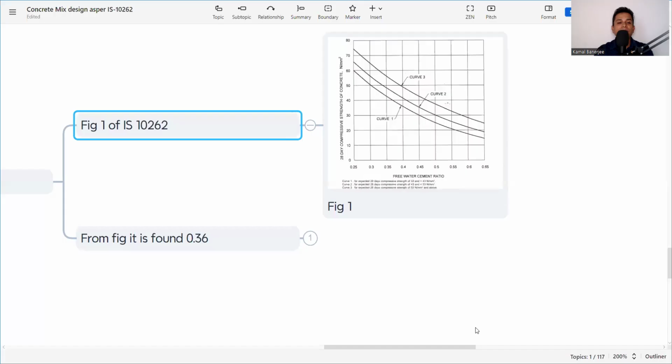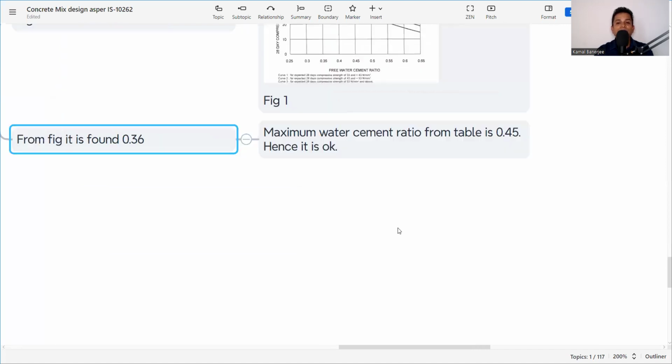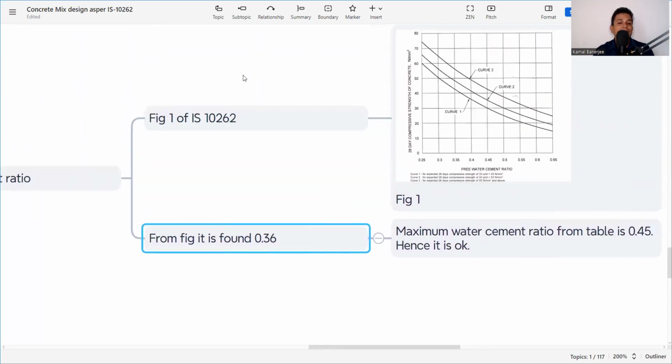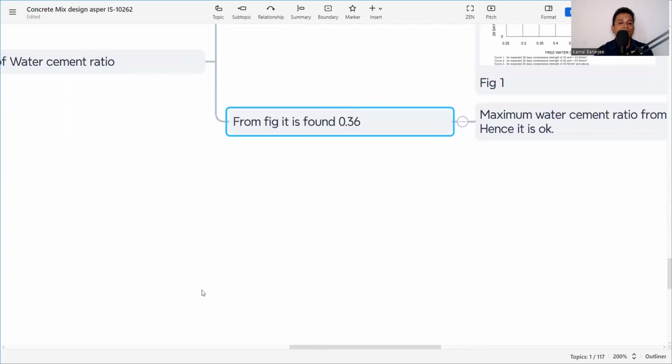So how much free water cement ratio are we getting from the curve? We are getting 0.36 from the figure. Now, the maximum water cement ratio from the table is 0.45. I hope you remember that from IS 456 Table 5, as per the exposure condition, we found that the maximum water cement ratio can be 0.45. Beyond that, it is not acceptable. But in the figure, as per the target mean strength, we are getting 0.36, and it is safe because we are getting less. So 0.36 is okay.